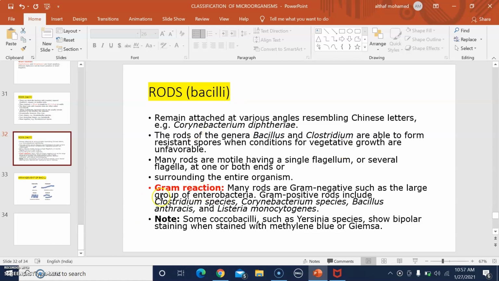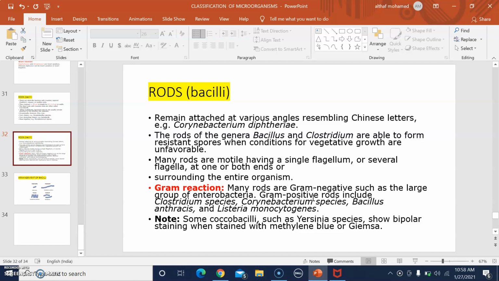Next is about gram reaction. Many rods are gram negative, such as the large group of enterobacteria. We will study in the staining methods an important special staining, that is gram staining. From this gram staining we differentiate bacteria into two types: gram positive and gram negative. Based on this gram reaction, the organisms can be grouped. Some of the rods are gram positive, including Clostridium. Among these rod genera, most are gram positive, some are gram negative.